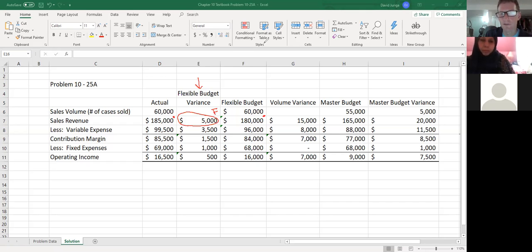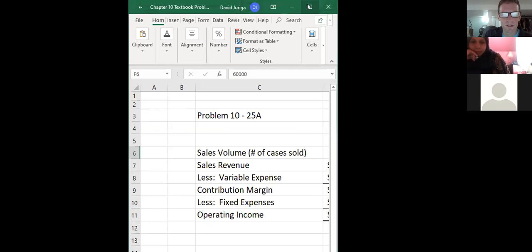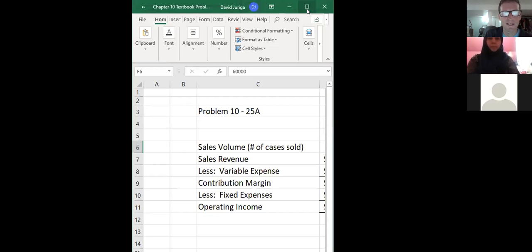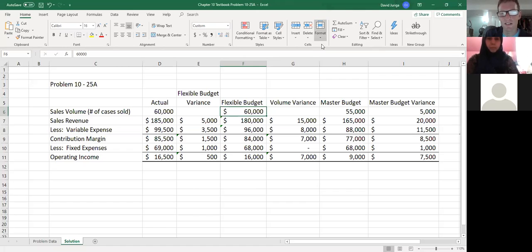The reason that's favorable, think of it like this. The flexible budget is saying, and let me change this format, that's my bad. Hold on. I just noticed something, guys. That's not 60,000 units. That's dollars. That's $60,000. That's not 60,000 units. Hold on just a second. Let me change that format for you. There we go. I didn't proof it.